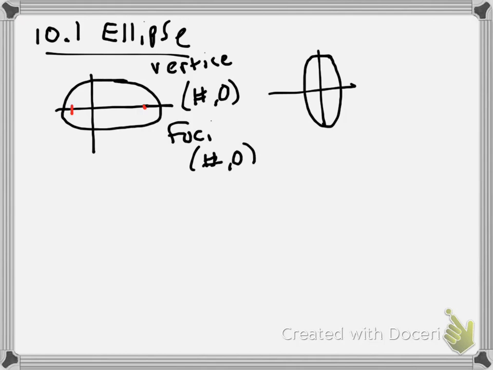We're going to be looking at the foci a lot in determining whether the major axis is on the x-axis or the y-axis. So if we have one where our major axis is the y-axis, our major vertices are going to have 0 and then a number, and exactly the same thing for the foci.